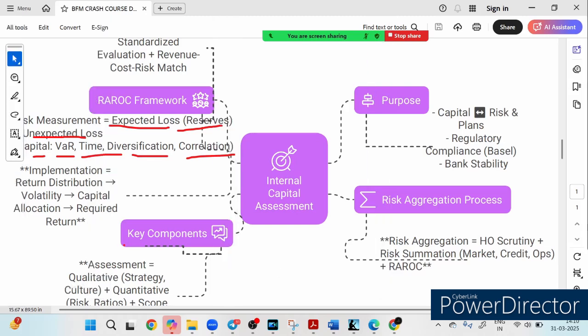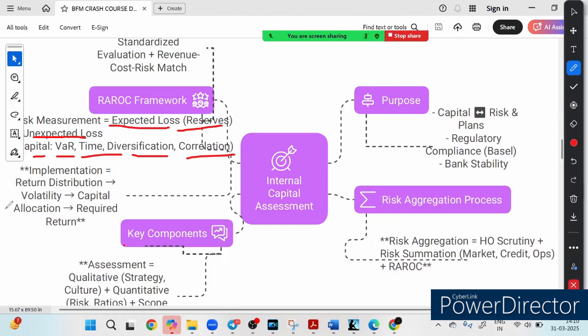If you look at the implementation strategy, basically the bank distributes return based on the volatility of its portfolio. How do they distribute the return? They distribute the return based on the volatility of the portfolio, right? Which drives capital allocation decisions, right? This in turn determines the required return on capital, striking the balance between risk and reward.